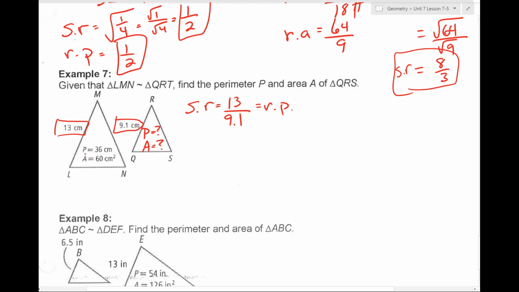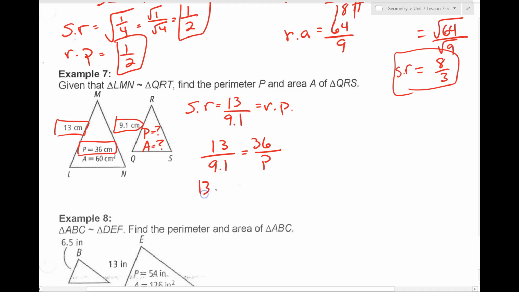So I'm going to set up a proportion with my ratios for perimeters, okay? I'm going to set my ratio: 13 is to 9.1 is the same as the perimeter of the larger one, that's why it goes with the 13, which is 36 centimeters, to the perimeter of the smaller triangle. You just match it up corresponding, big to small, and then we cross multiply.